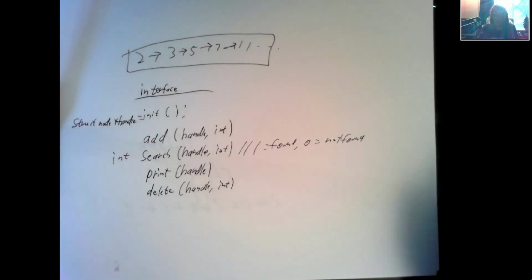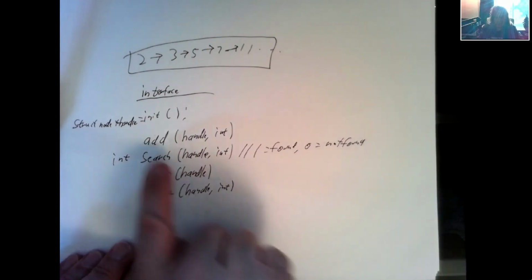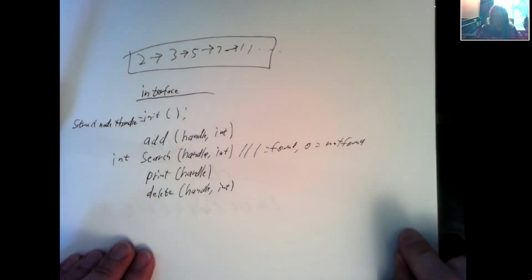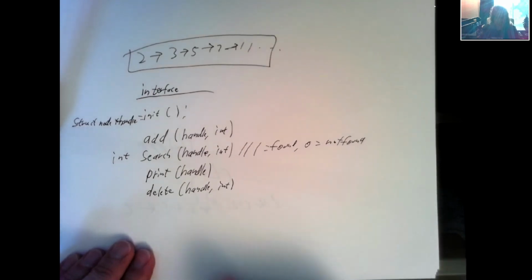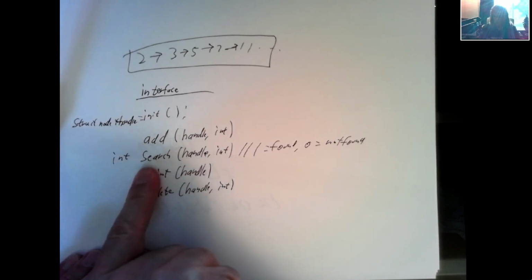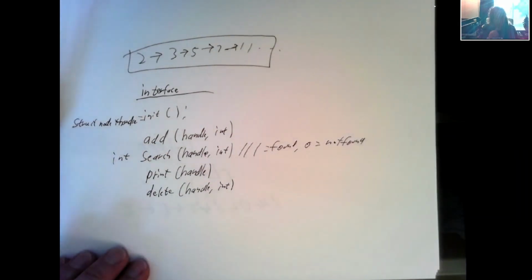If they want to start an empty linked list, they'll call init. If they want to add a number to it, like 5, they'll say add, parentheses, the name of the list, comma 5. And if they want to search for something, they'll say search, the name of the list and the number they're searching for, and they'll look at the return value. If it's a 1, that thing is found, otherwise it's not.